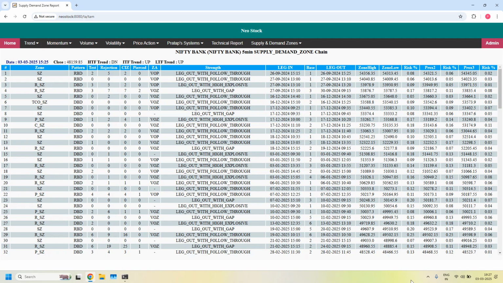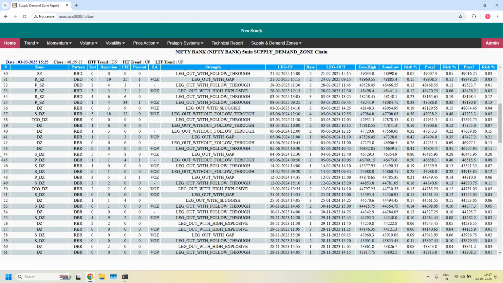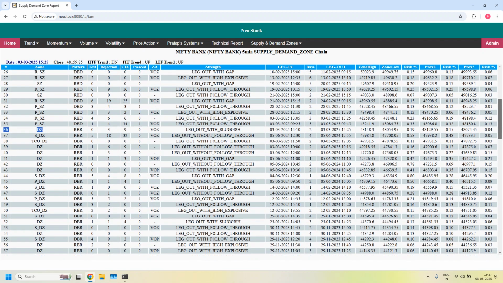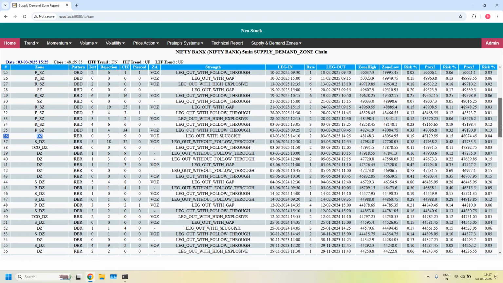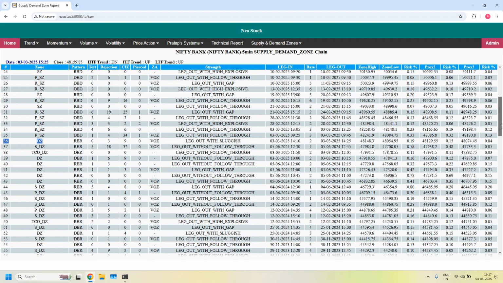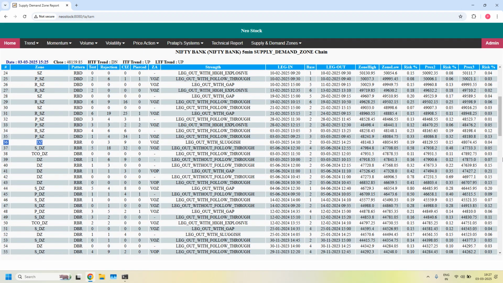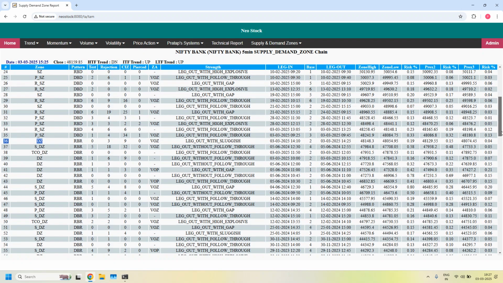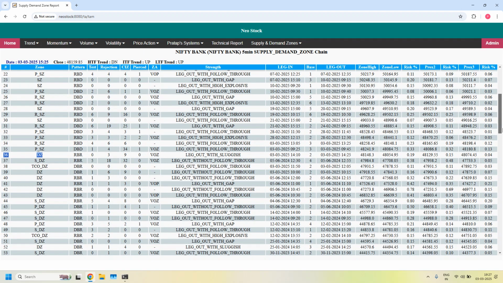All these are all supply zones. I am scrolling the list down. Here we have the nearest demand zone to the current closing price. Let me adjust in the center. Okay, this is about Bank Nifty supply demand zone chain. So with this we have completed both Nifty and Bank Nifty supply demand zone chain.